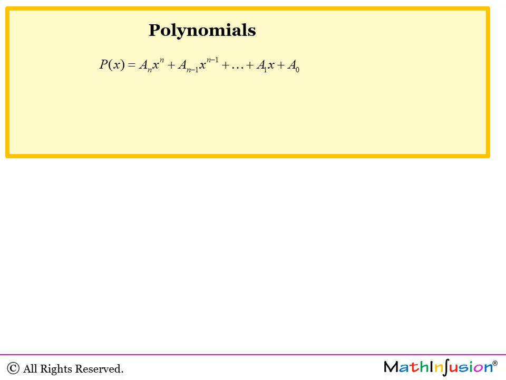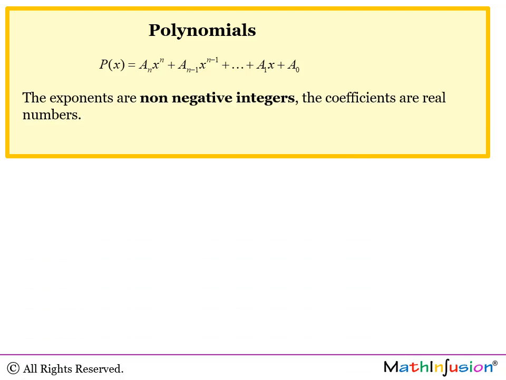Polynomials. We write them as P(x) equals a sub n x to the power of n plus a sub n minus 1 x to the power of n minus 1 plus ... plus a1x plus a sub 0. The exponents are non-negative integers and the coefficients are any real number. The domain of a polynomial is the set of all real numbers.